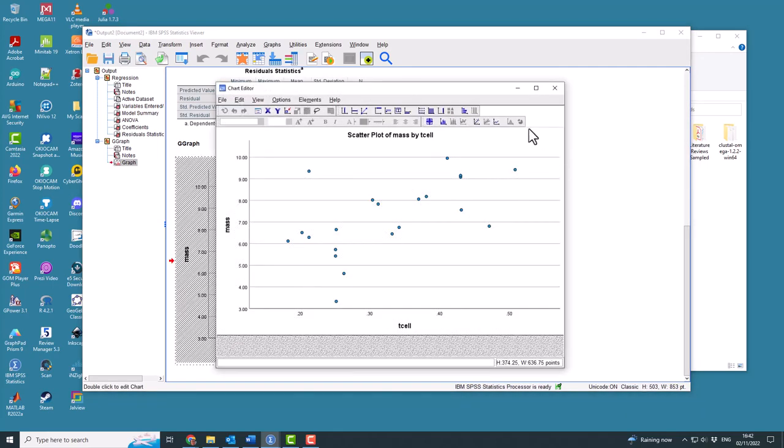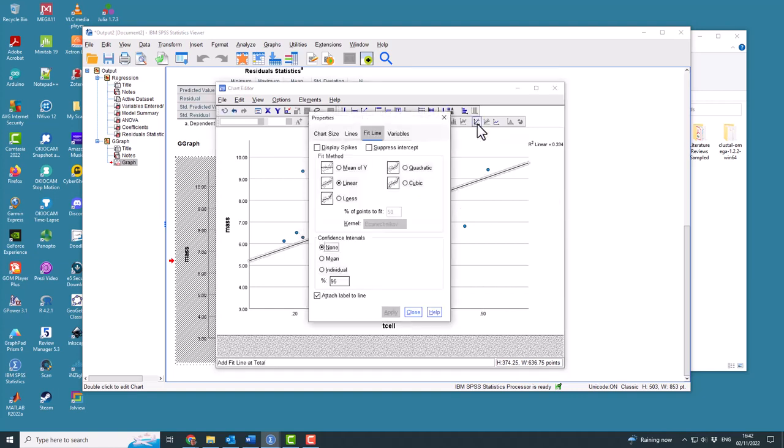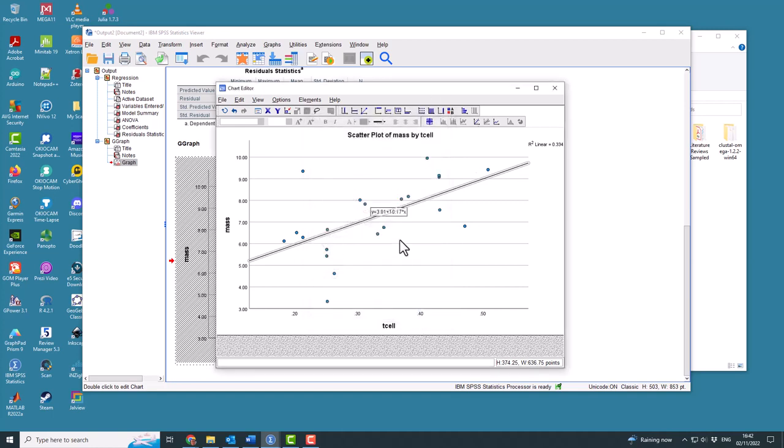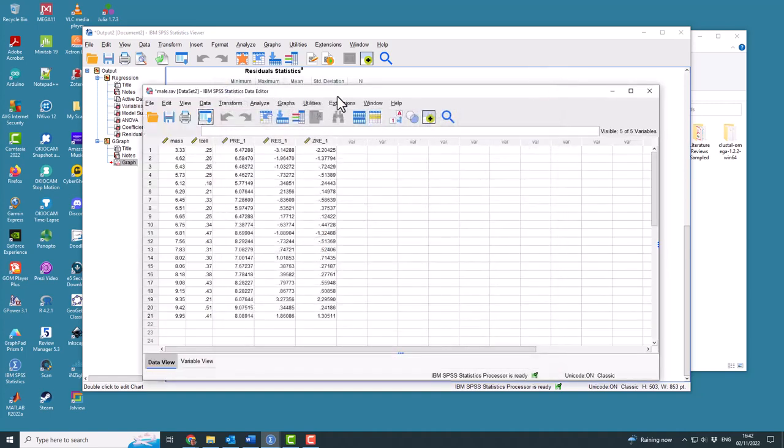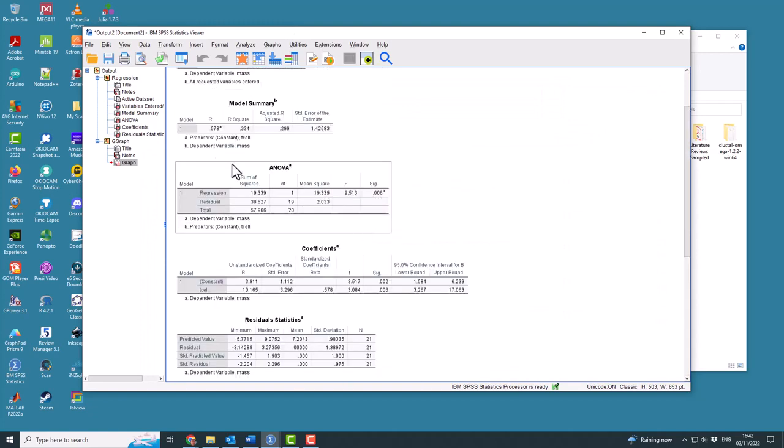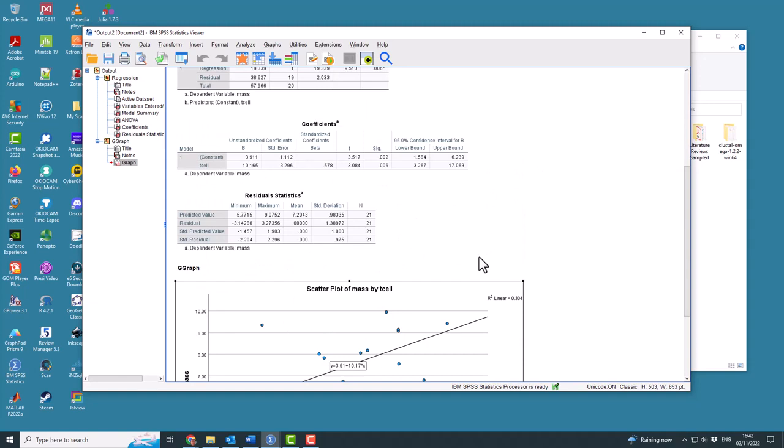So if I double click on it, I can click on this thing here which says add fit line at total, and I want a straight line, a linear one, so I put on linear, so fit the line, close. So it says the equation for that line is y equals 3.91 plus 10.17 times x, and here's your r squared. So that's everything that we've seen before in the table. So the r squared was 0.334, in the picture it's 0.334.